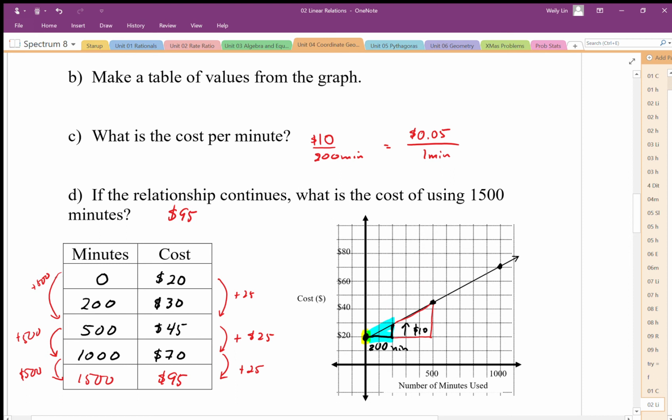The proportion then is now showing up on the outside. My 500 to 25 ratio is showing up as changes. These are actually changes in the table. And that proportion can then be scaled down to a unit rate, which I've done in Part C here.